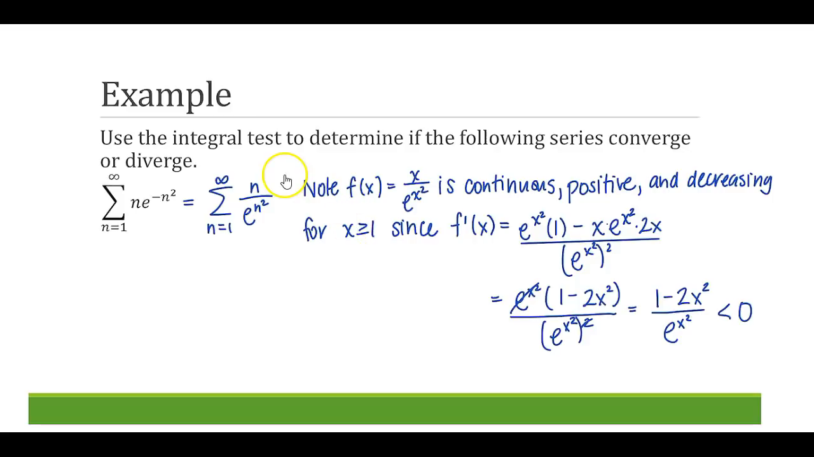So if we read through this, we're saying f of x equals x over e to the x squared is continuous, positive, and decreasing for x values greater than 1, since my derivative, f prime of x, equals this function, is less than 0 for x values greater than or equal to 1. So all of this just means I can apply the integral test. So let's go ahead and do so.